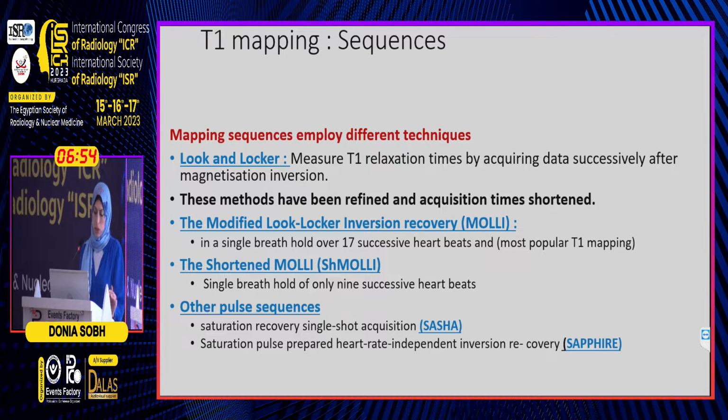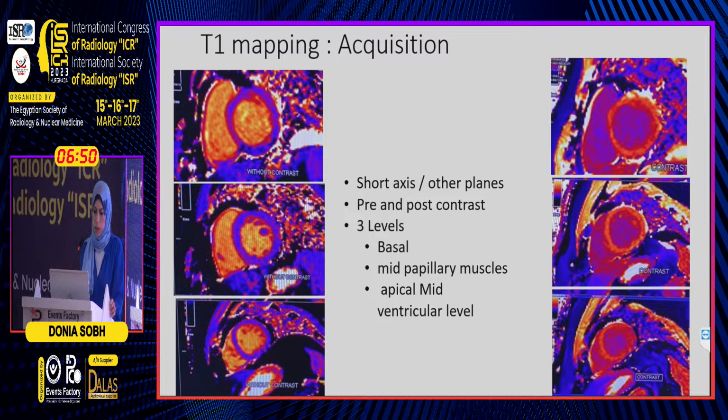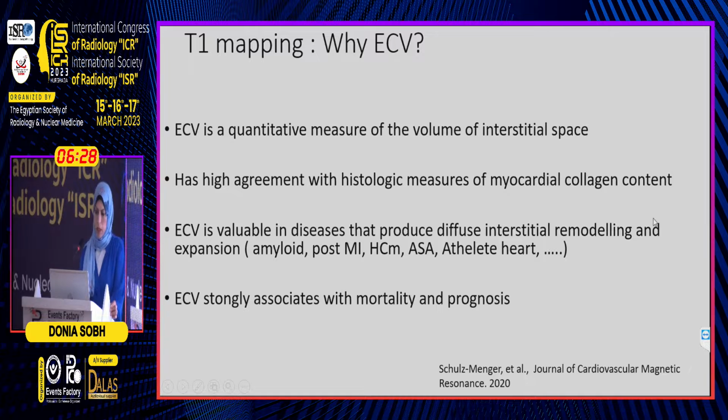There are different sequences that we can use. I'm not going to go through the physics behind it. So how do we do it? We usually run this sequence once before giving contrast and another time 15 minutes after contrast. This is called the native T1 mapping. We do it at 3 levels: basal, mid, and apical level. We can also do it in the 4-chamber plane, and we repeat the same thing after contrast.